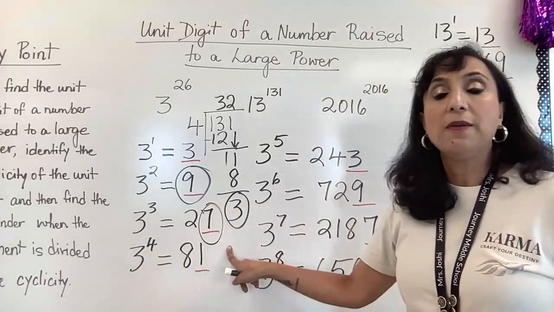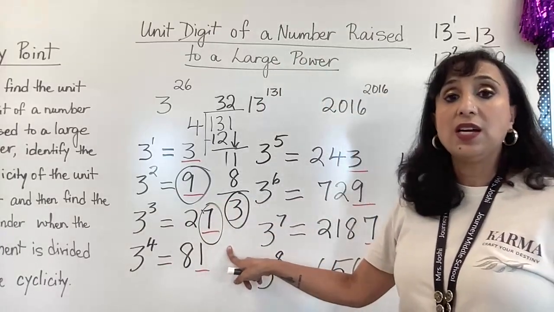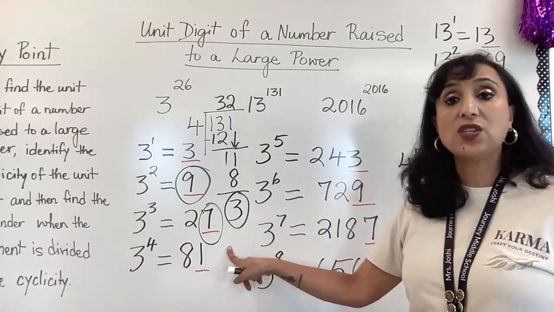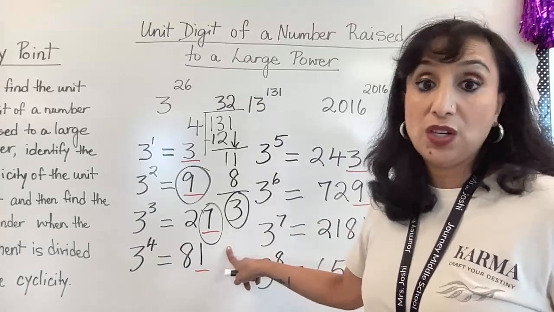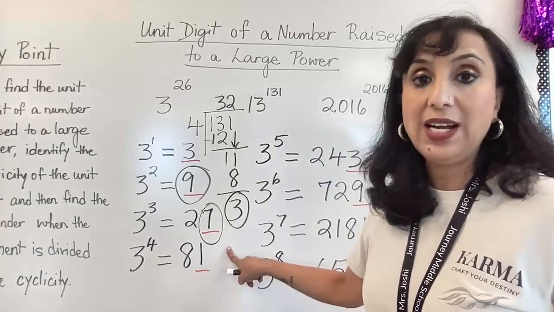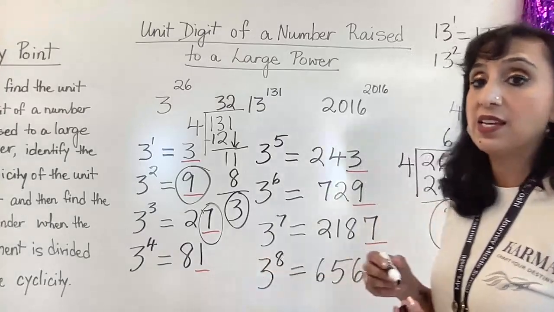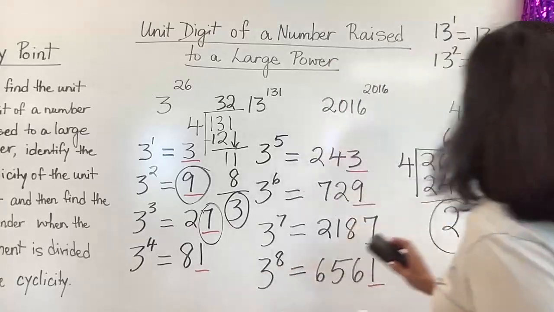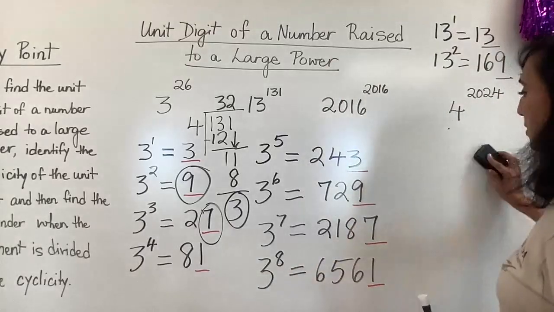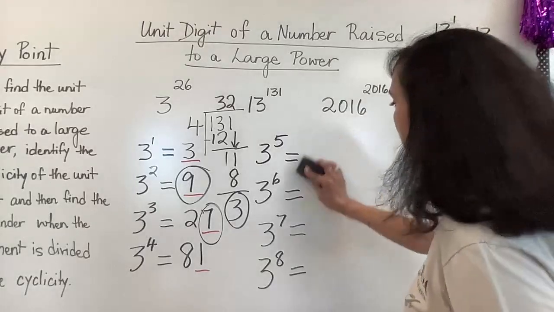So therefore, the units digit in 13 raised to the 131st power would actually end in a 7. All right, and that's basically how I find this. Let's do the next one. Let me erase this, and let's do the next one.